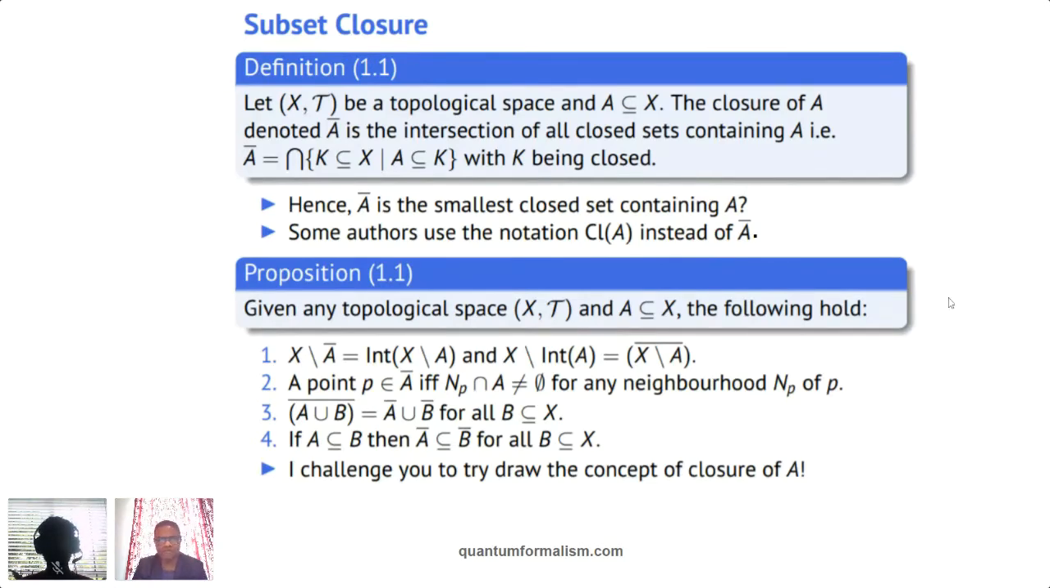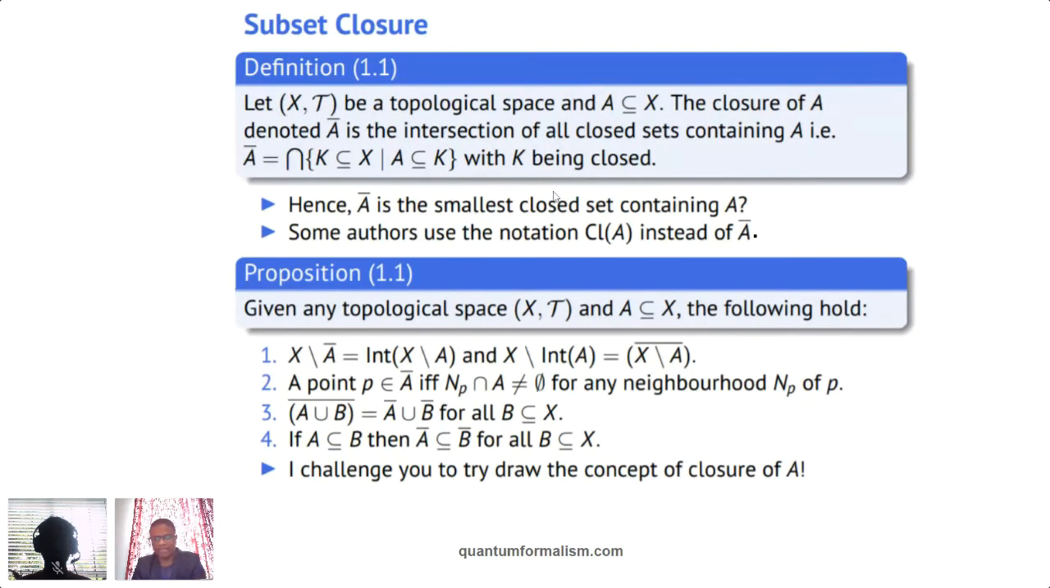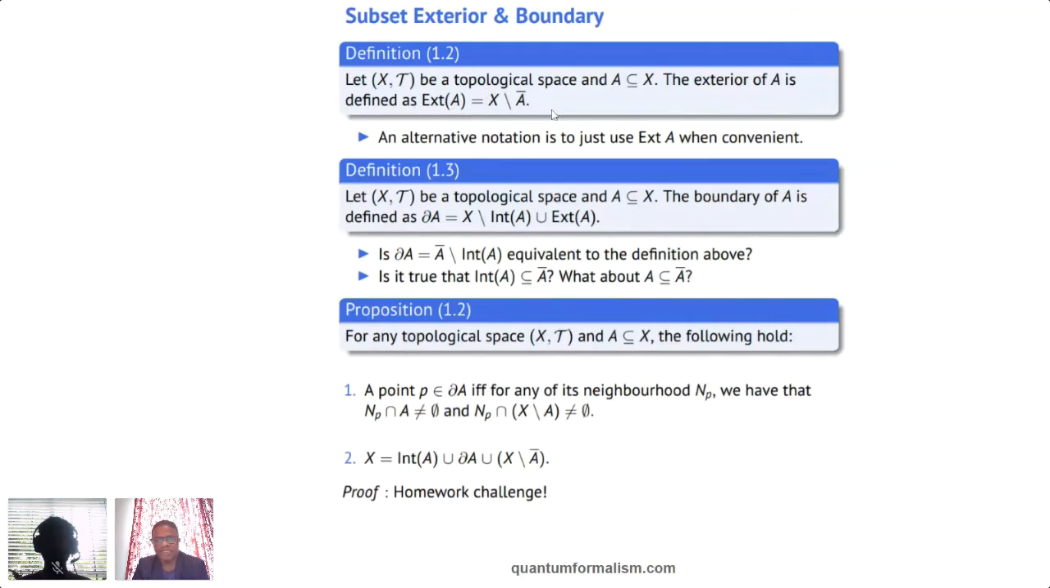So that's the notion of closure. And then we have the notion of exterior and boundary. Again, just look at the name: exterior, outside; boundary. The exterior is defined like this. Given a topological space and a subset A of X, the exterior of A is defined as the complement of the closure. You just take the complement of it.